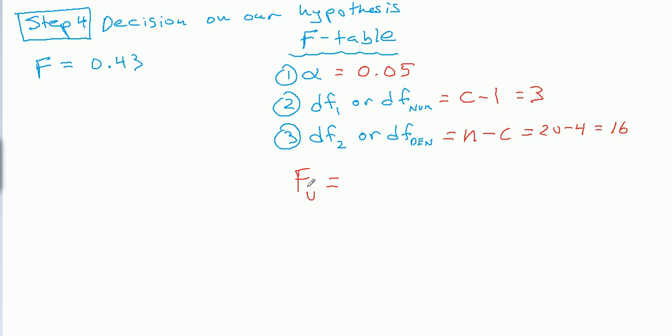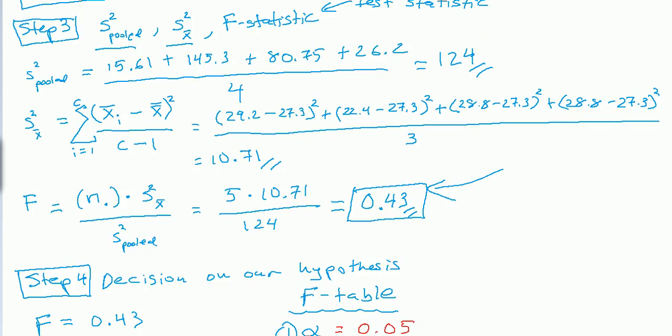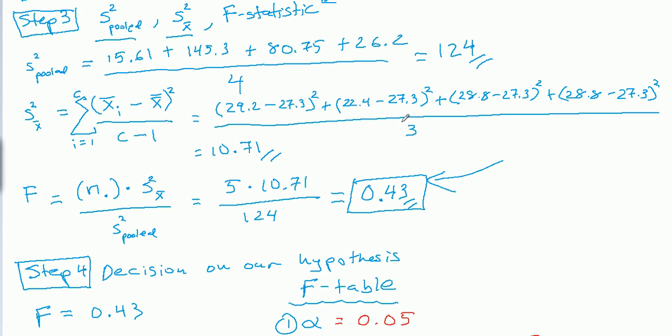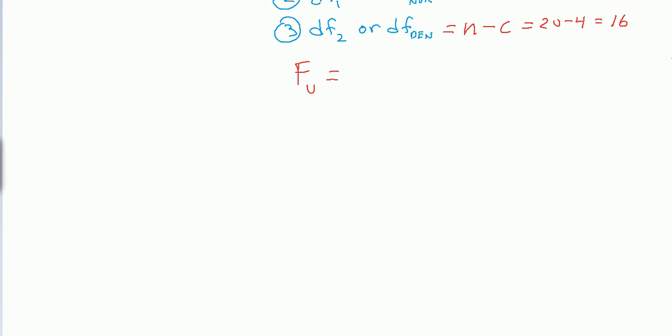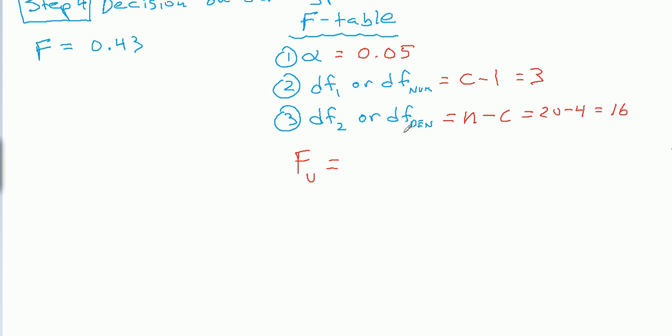The U stands for upper critical value. FU is different than just plain F. Remember, F was something we calculated with a lot of work from step 2 to step 3. That was 0.43, calculated using our data, all started from the data that we collected. Don't confuse that with the number that we got from the table, which was 3.24. Keep those two things quite separate in your mind.